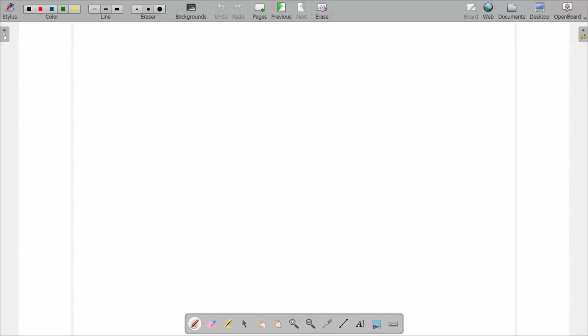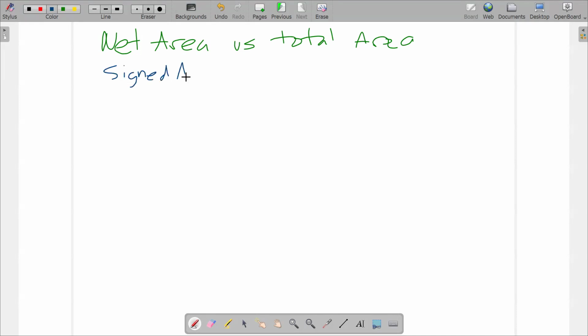So other big ideas: net area versus total area. Net area, like you mentioned, is sometimes called signed area. And net area or signed area, that's just the definite integral from A to B of f of x dx. Boom, done. No problem. Total area, that's the trickier one.